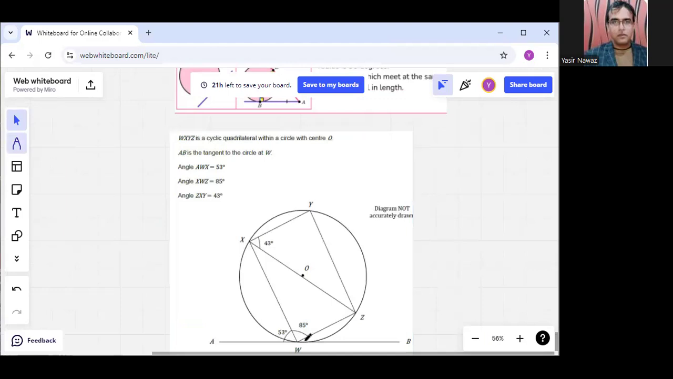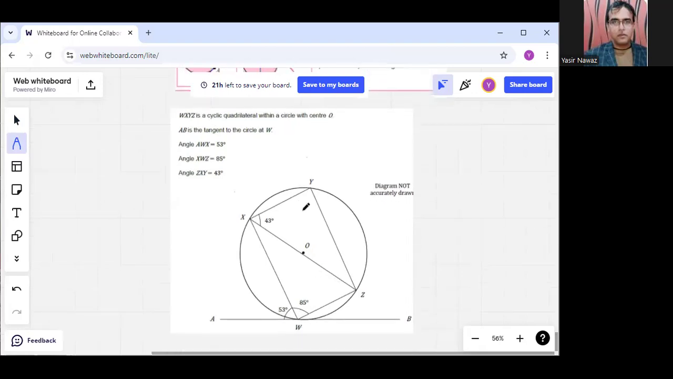WXYZ is a cyclic quadrilateral because the four corner points lie on the circumference of the circle with center O. So that's a circle with center O. And AB is the tangent to the circle at W. So AB is a tangent. It touches the circle at one point, W.